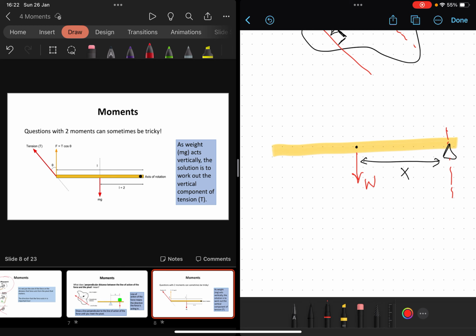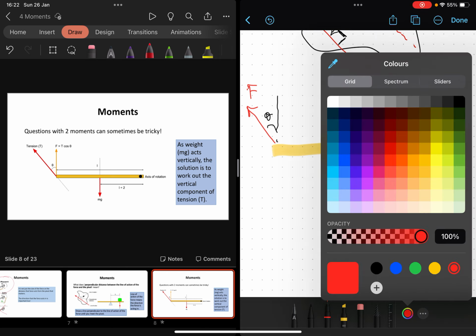However, on the left-hand side, we've got some kind of force, and this force is acting at some angle to the vertical, some angle theta. So your strategy is to resolve vector F and to find out the vertical component of it. And the reason that you're going to work out the vertical component of it is because weight, which is the other force, is also acting vertically. So I'm going to draw in green this time.